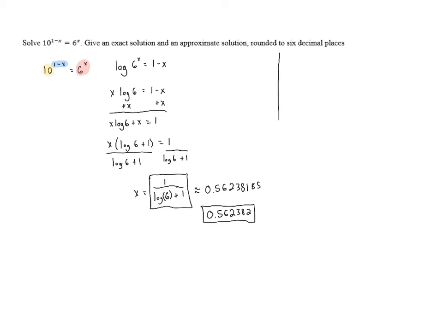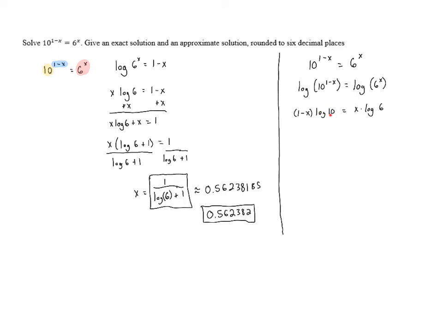But there's an alternate way to solve this as well. When we have 10 to the 1 minus x equals 6 to the x, another strategy that we can use is to take the logarithm of both sides. So we can take log of 10 to the 1 minus x and have that be equal to log of 6 to the x. And now we can take these exponents and bring them out front as coefficients. That was one of our laws of logarithms. So we've got 1 minus x times log 10 equals x times log 6.